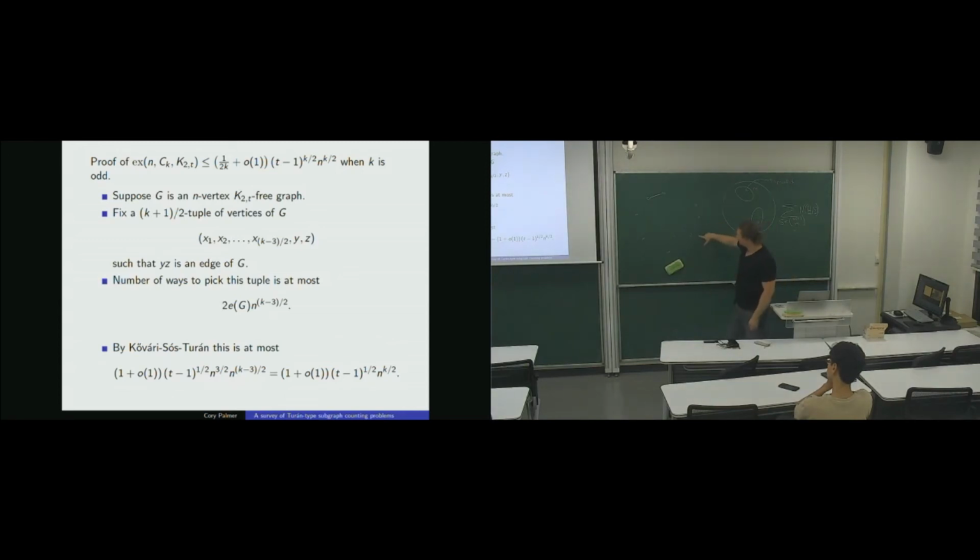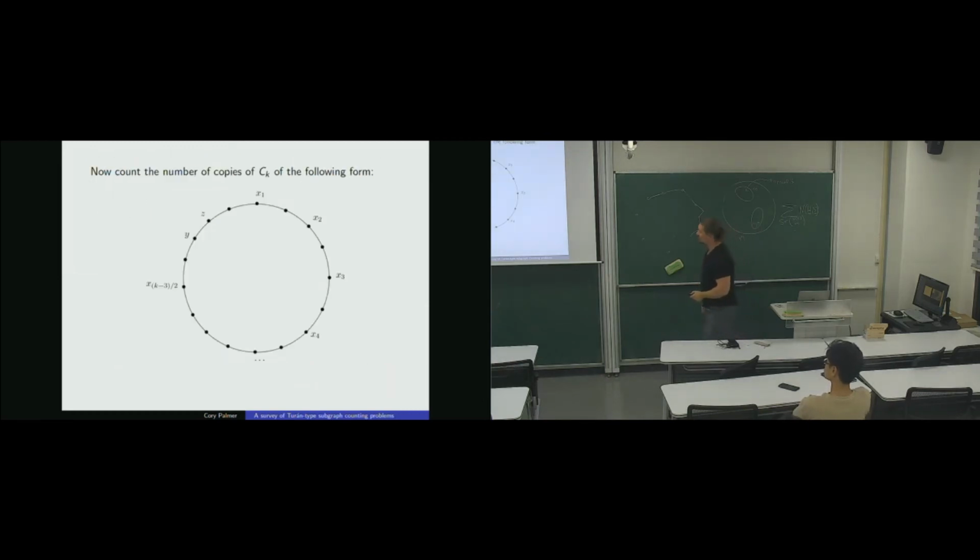I want to know how many cycles I can find that fit among these guys here. So I have to find another vertex to go there, and then another vertex to go there, and then another vertex to go there. And if I finish that, I'm counting the cycle. So I know the number of ways to do that. So, the number of copies of C_k of the following form.